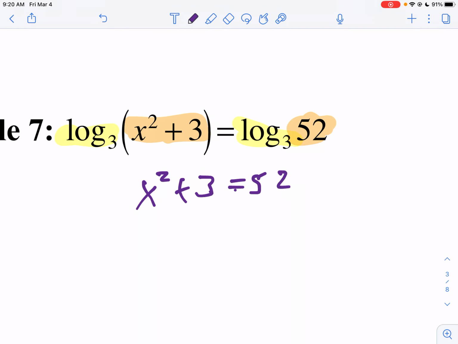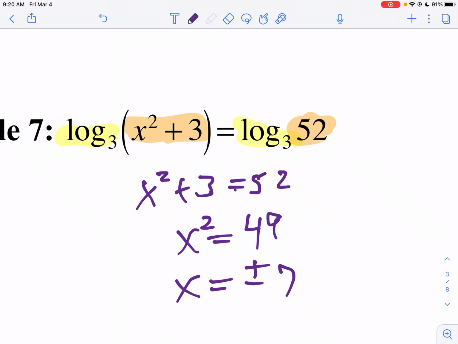We'll subtract 3 from both sides. X squared equals 49. Take the square root of both sides. X equals positive or negative 7. And we have to be careful that we don't put something that doesn't work, but in this case it does, because if I take a negative 7 and square it, that makes it positive. So I'm not violating any rules here.